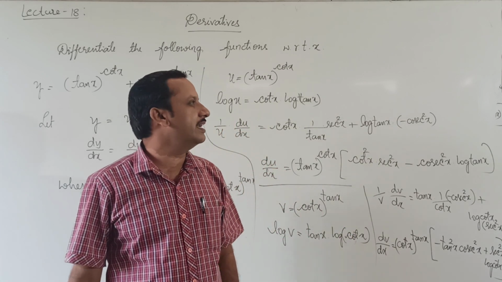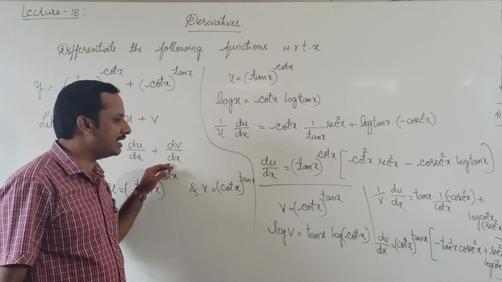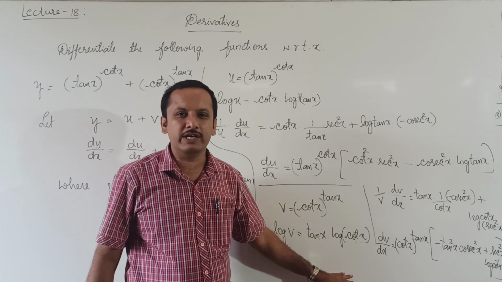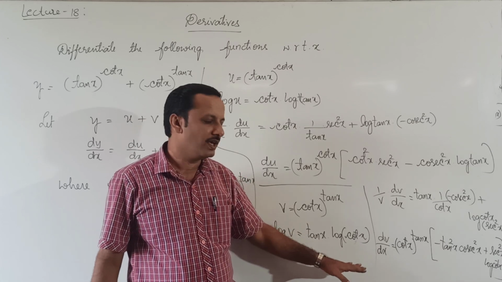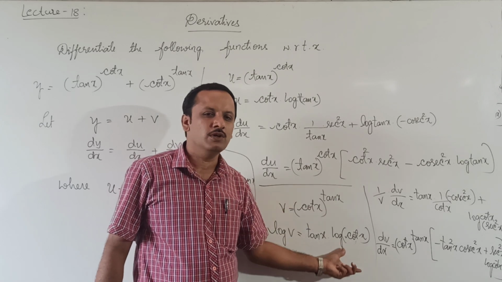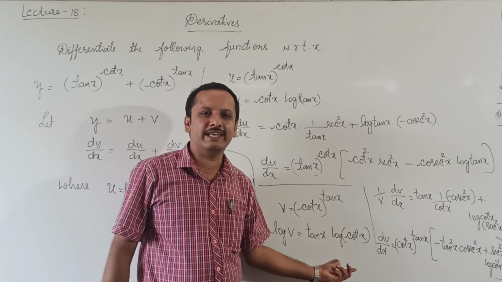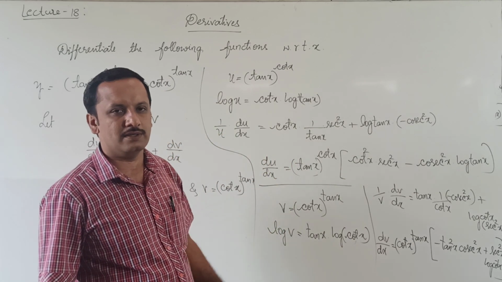We want dy by dx. dy by dx is equal to du by dx plus dv by dx. So add these two. Here I don't have enough space, but you have plenty of space in your notebook. So write the sum of these two, du by dx plus dv by dx. That will give you dy by dx.